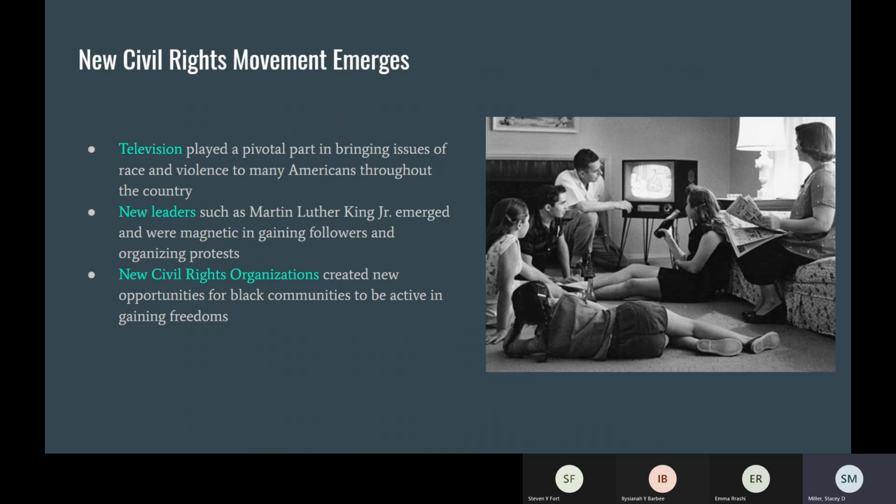New civil rights movement emerges. So we have television playing a very big role here. We have race, violence, a bunch of things that you're not seeing sometimes being portrayed on television. This is more in people's homes than ever. We have new leaders such as Martin Luther King. We have Malcolm X. We have plenty of others as well to discuss that emerged and were magnetic in gaining followers and organizing protests. And then on top of all that, we have new civil rights organizations creating new opportunities for Black communities to be active in gaining freedoms.